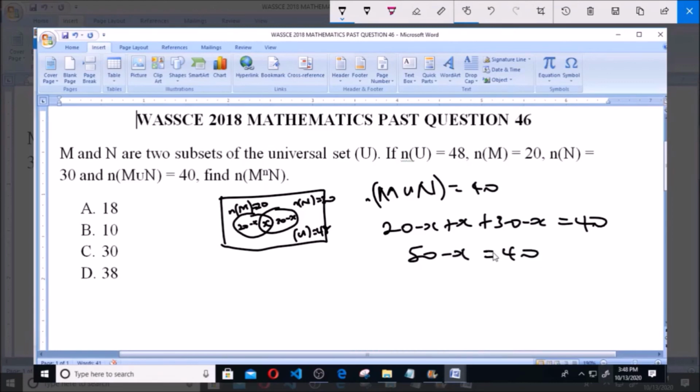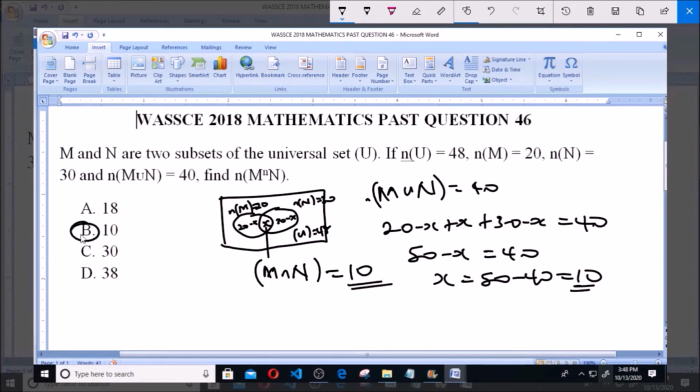So from here we arrange this, we have that x is equal to 50 minus 40, which is equal to 10. So x is 10. And like I said, this position here simply represents M intersects N. So therefore M intersects N, which is x, is equal to 10. 10 is the answer, and that is option B.